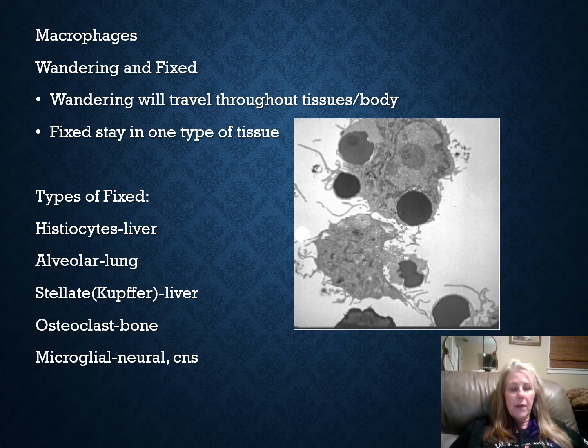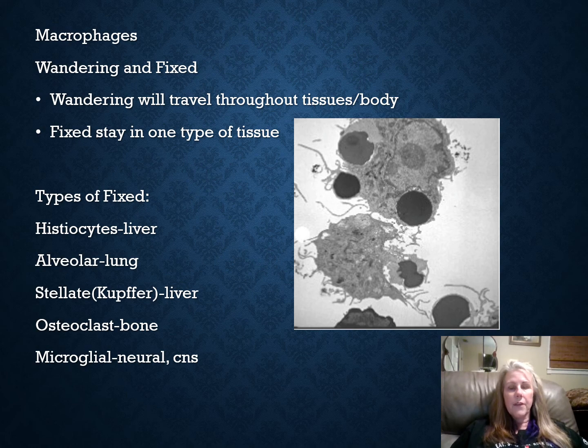The type of fixed macrophage that we find in the liver is called a histiocyte. Okay, there is one found in the lung. It's called alveolar because that's typically where we find it, in the alveoli. So an alveolar cell is a macrophage that lives in the lungs. It used to be called a dust cell, but now we call them alveolar cells. Okay, another one is a macrophage that's found in the liver, and we call that a stellate. An older term for that is a Kupffer cell.